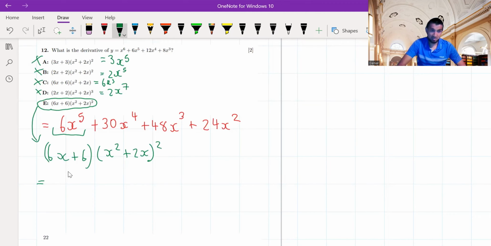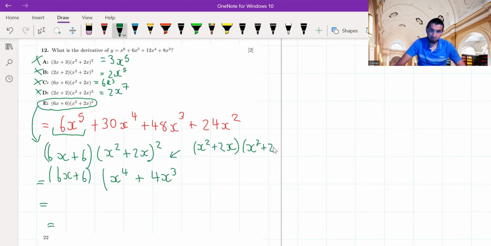So 6x times x squared will be 6x cubed. Oh, sorry, I've forgotten that this bit is squared. So let's square those double brackets first. So square the first, x to the power 4. So multiply together, times by 2, x squared times 2x, 2x cubed, times by 2 will give us 4x cubed, okay? If it's not familiar with you, you can just do the double brackets in the long way, like this, okay? In your own time to verify what I'm doing here, okay?